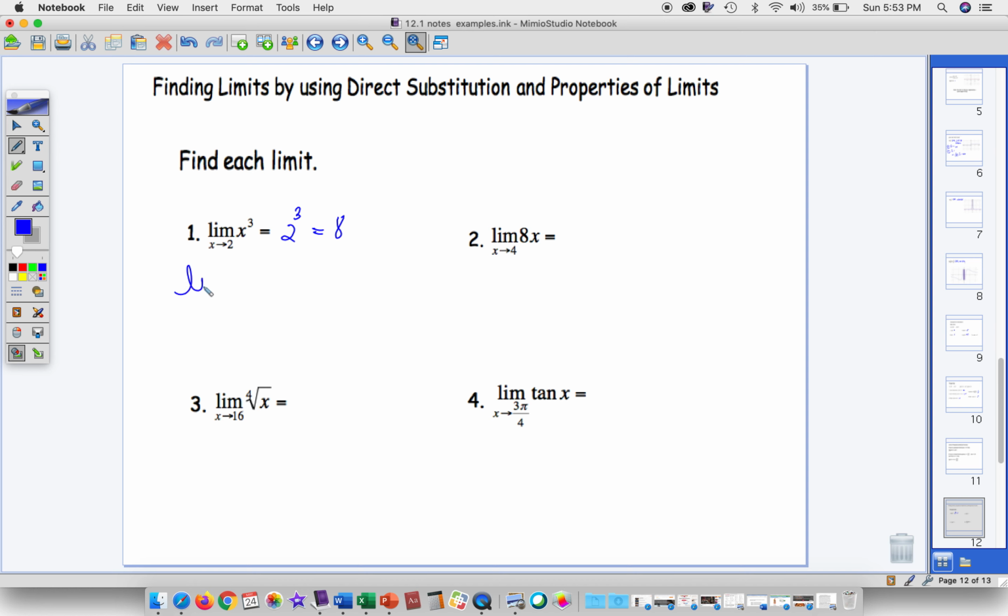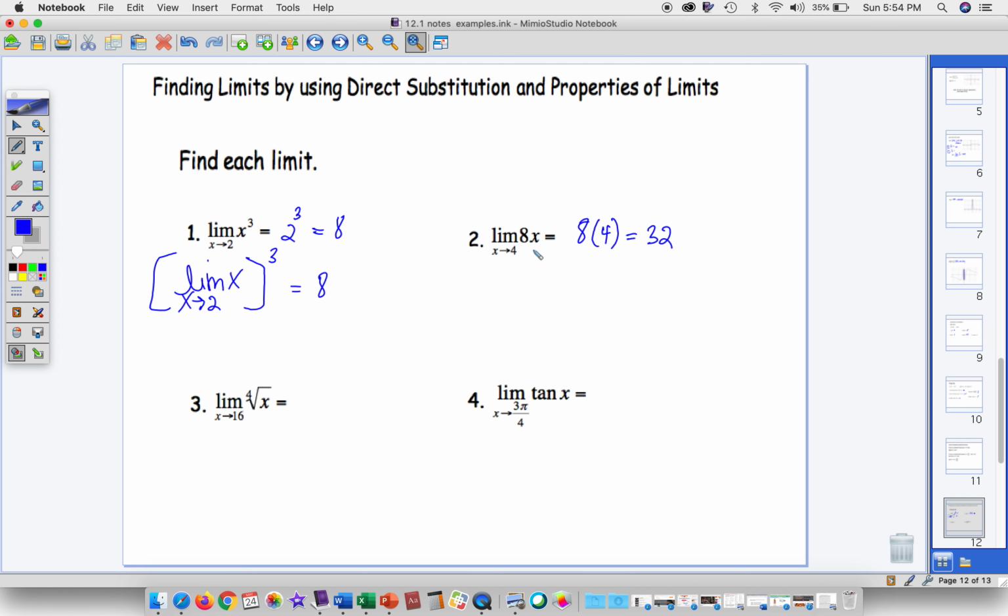Now, to use the property, if you wanted to take the limit of x as x approaches 2, and then cube that, the limit of x as x approaches 2 is 2, and 2 cubed again is 8. So that's how you could use that power property if you wanted to. Here 8x, we know that's a line. There's no issues with discontinuity. We can do direct substitution and plug in the 4, and we would get 8 times 4, which is 32.